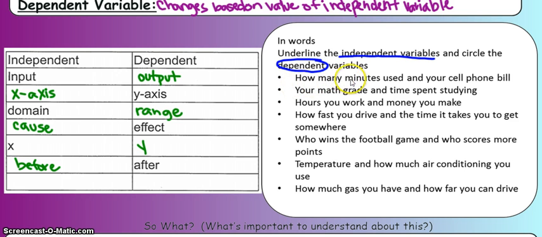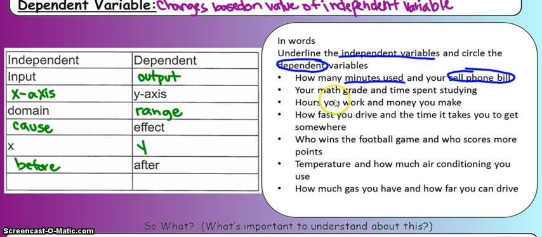So how many minutes used into your cell phone bill? So does the minutes used depend on what you get for a cell phone bill, or does your cell phone bill depend on your minutes used? Usually you use so many minutes and then you get your cell phone bill that says how much you owe.